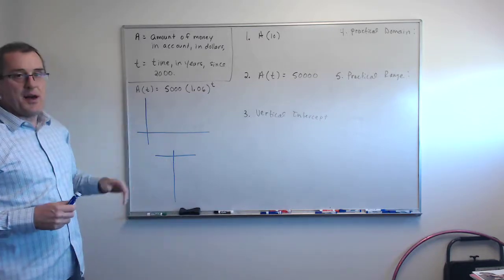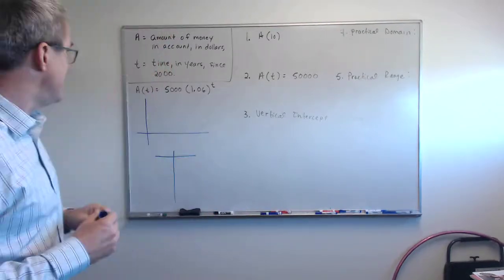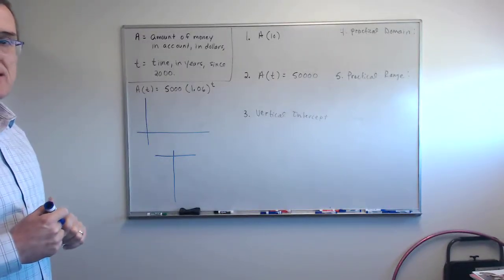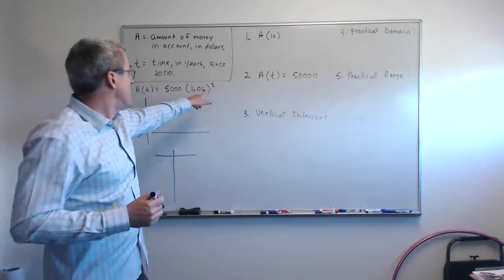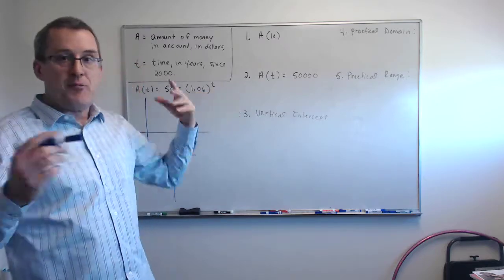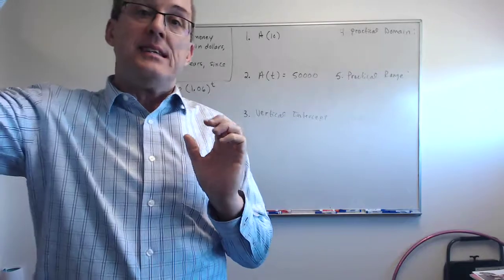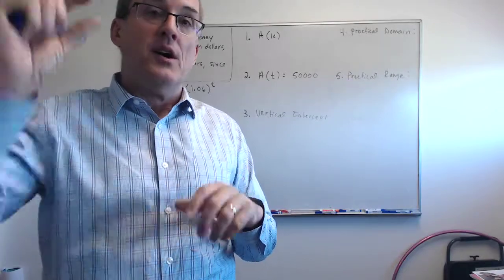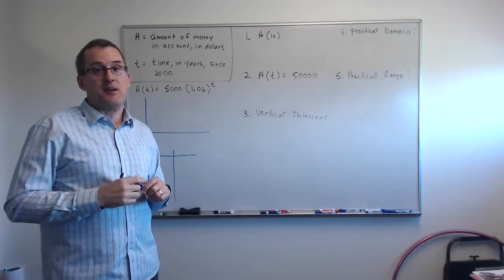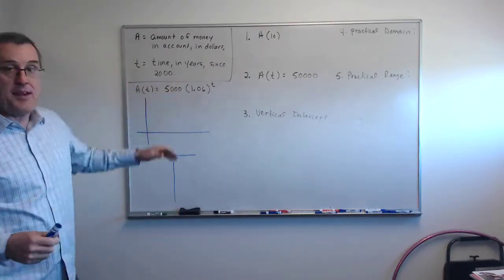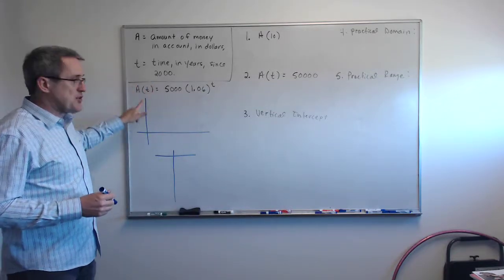The function that would model this situation, trust me on this, is 5,000 times 1.06 to the T power. Okay, so this is a power of T. This is an exponent. So however many years have gone by, we're going to take 1.06, raise it to that power, and then multiply that result by 5,000, and we'll find out how much money is in our account. So this is a function relationship, and we use function notation to describe it.